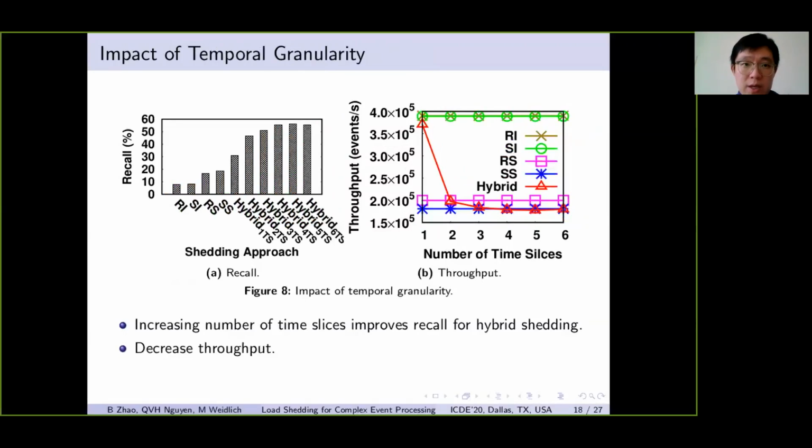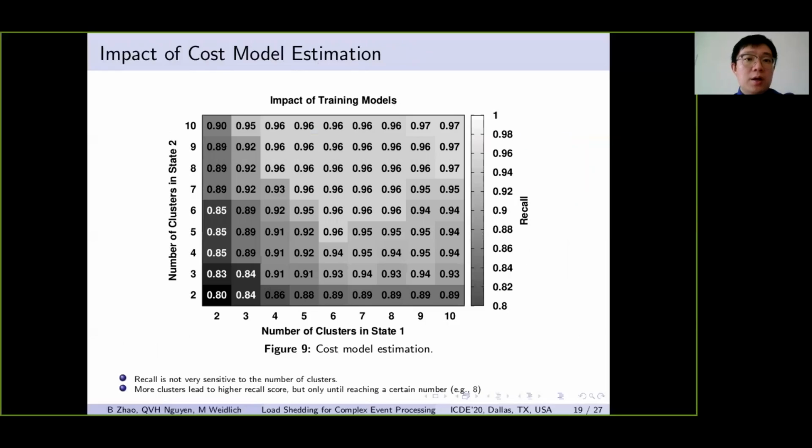Next, we investigate the impact of temporal granularity. We can conclude that increasing the number of time slices improves recall for hybrid shedding, but decreases the throughput. We also consider the impact of cost model estimation. Generally, recall is not very sensitive to the number of clusters. More clusters lead to higher recall, but only until reaching a certain number. In this case, that is 8.